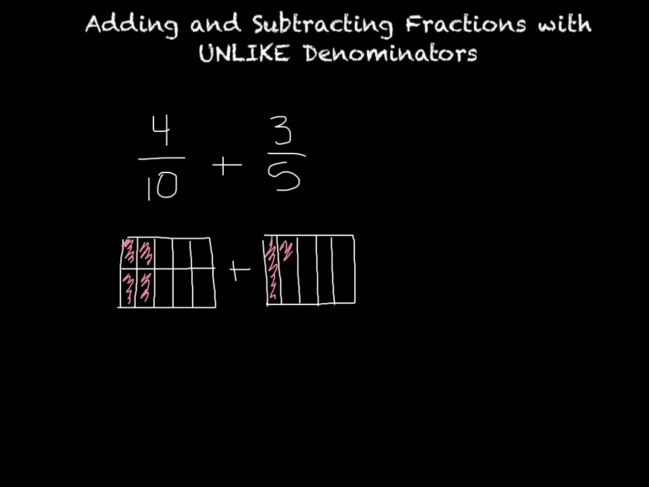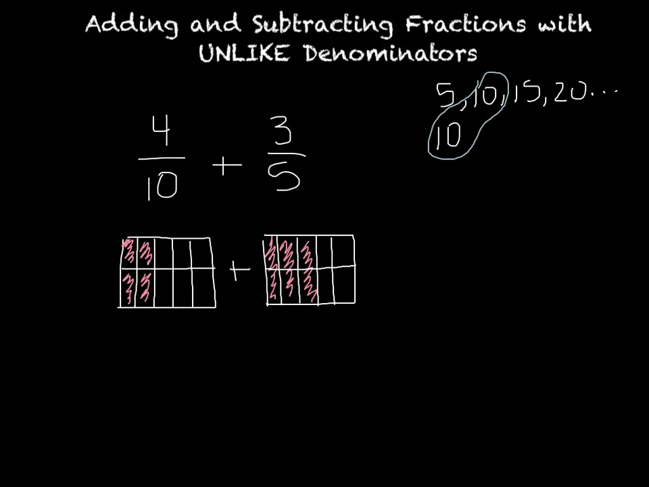1, 2, 3. Now, the trick. We have to make them the same. Right now we have tenths and fifths. One way to do that is to use least common multiples, just like we did when we were comparing fractions. So what I'm going to do is start counting. 5, 10, 15, 20, and I could keep going. But I see something. 10 is the first multiple of 10, so that tells me that that is our least common multiple. So what I want to do is cut the fifth model into tenths also.